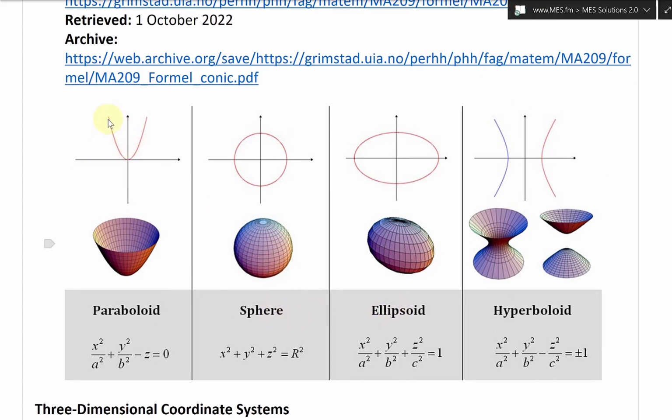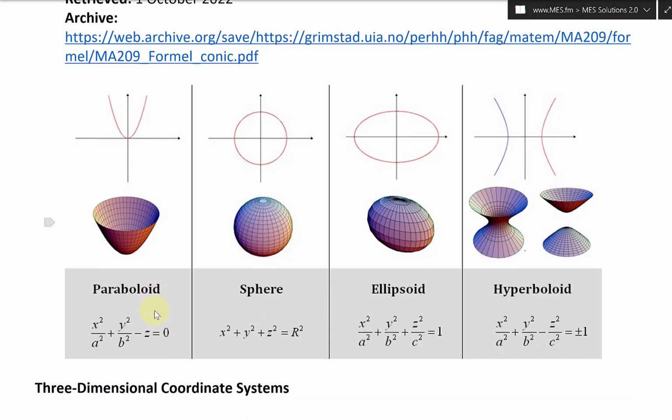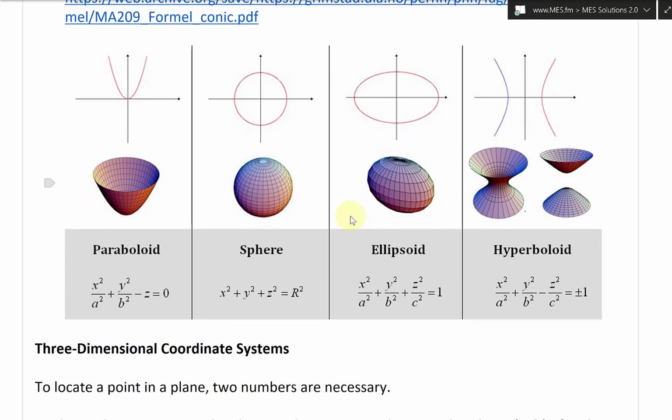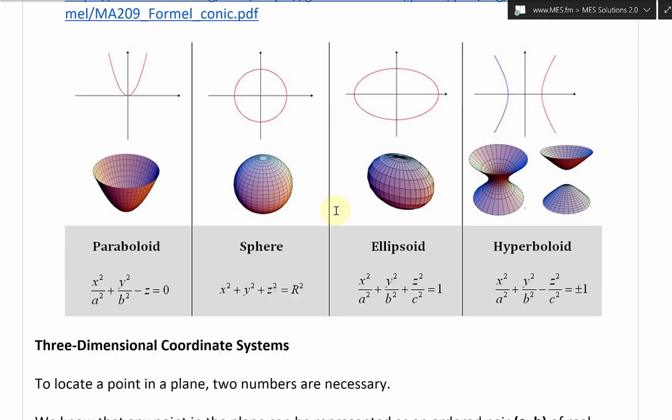Here in 2D, there's a parabola, there's a circle, there's an ellipse, and there's a hyperbola. Then in 3D, you could have this in separate parts like that. If you look at it from that way, you'll have two parts like that. Or you can have a hyperboloid like this. And there are the equations for them. There's a sphere, there's a paraboloid, and so anyways, continue further.